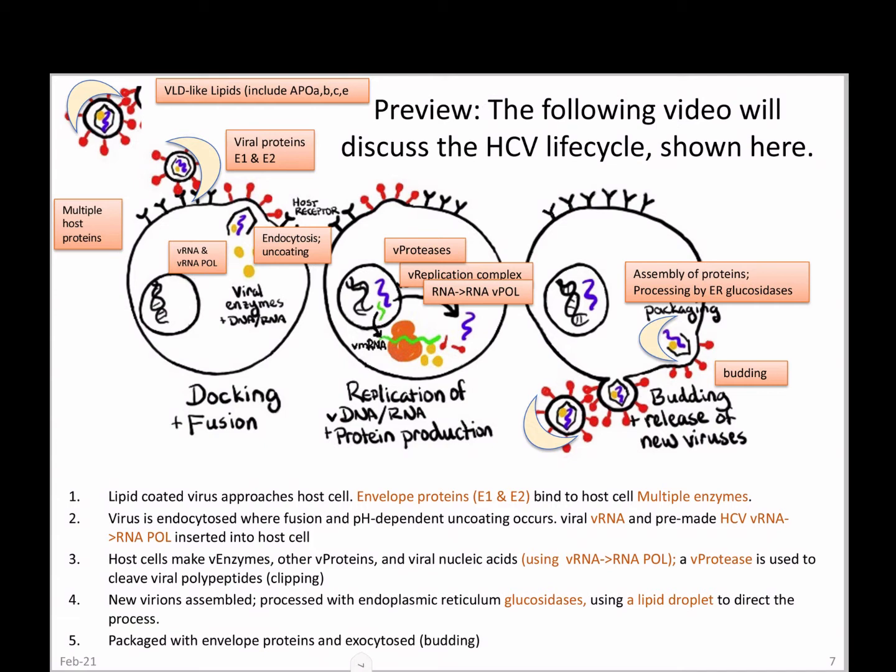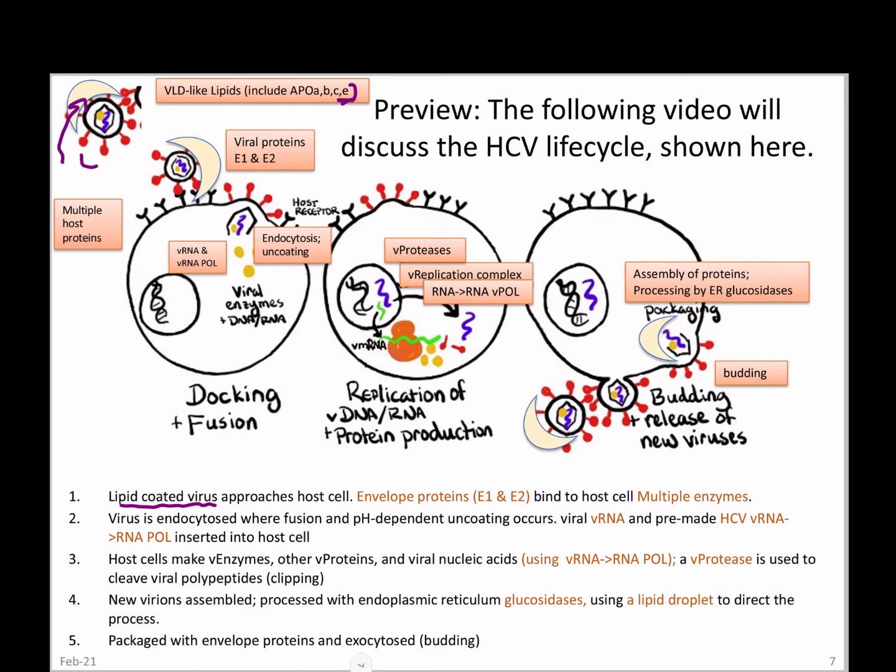We start with the HCV being that lipid-coated virus, so it has that LDL-like lipid droplet. And that includes APOs, and you might remember ApoE as being part of a lipid droplet that's involved in clearing beta amyloid from amyloid plaques in Alzheimer's disease.